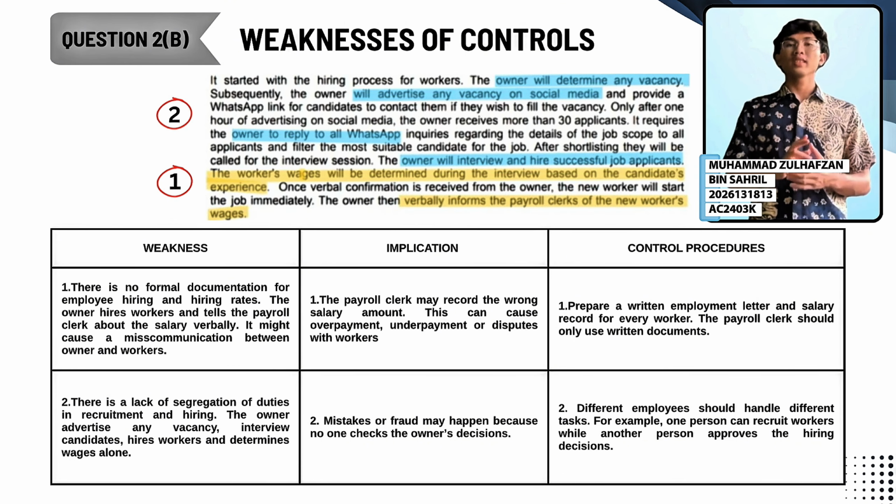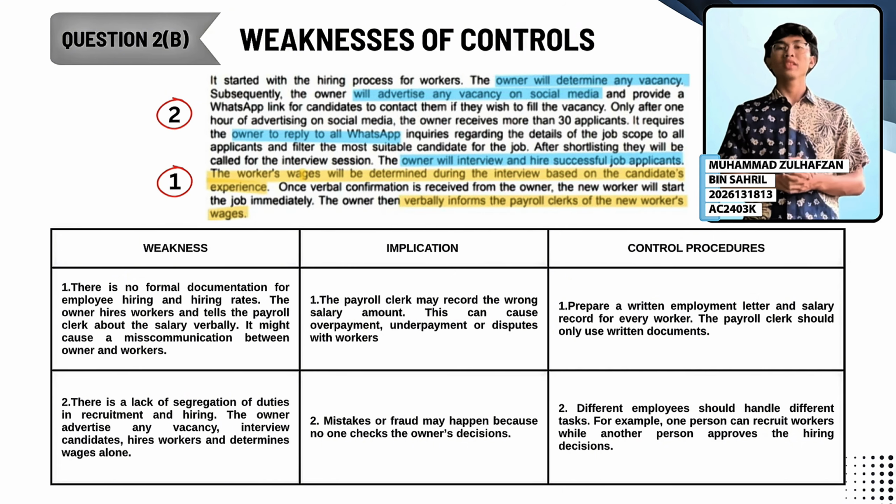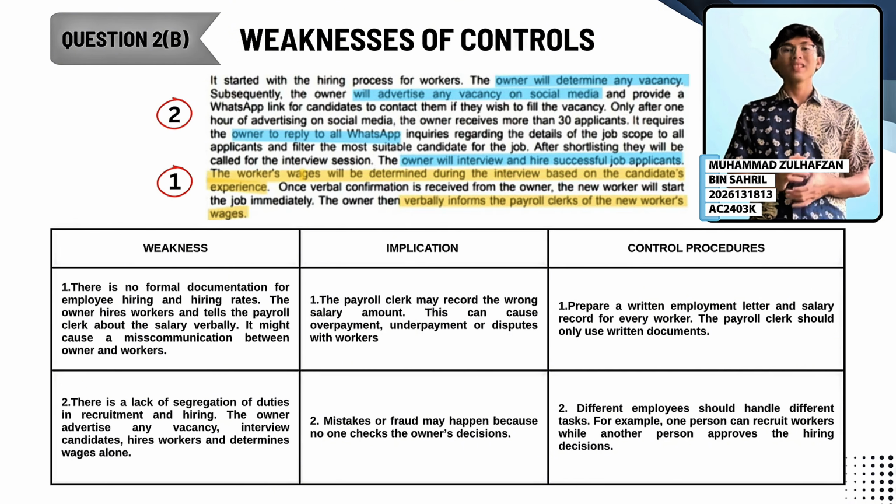The second weakness is the lack of segregation of duties in the recruitment process. The owner is responsible for advertising vacancies, interviewing candidates, hiring employees, and deciding their salaries. Since only one person handles everything, mistakes or fraud may occur because there is no independent review. So a better control is to separate these responsibilities so different employees handle recruitment, approval, and payroll to reduce the risk of error and fraud.